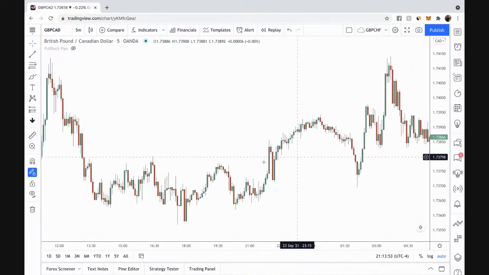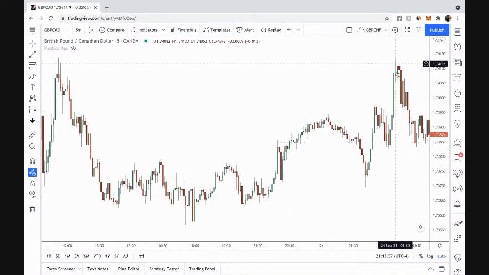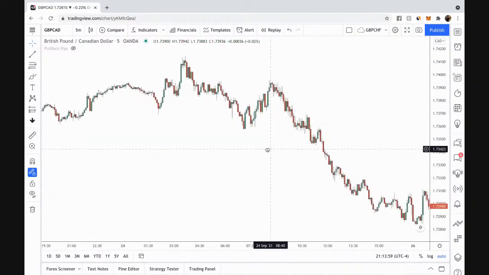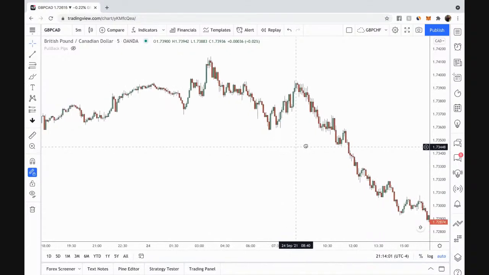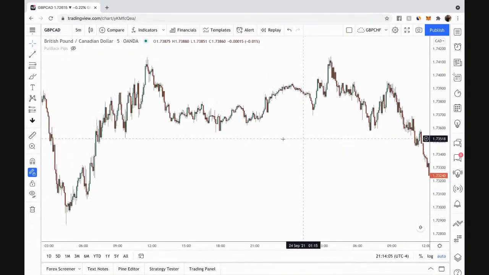Just imagine a situation like this. You don't even know it, but guess what? After it made this high, it just went straight on down. So it's hard to look at these smaller time frames. So let's simplify it.